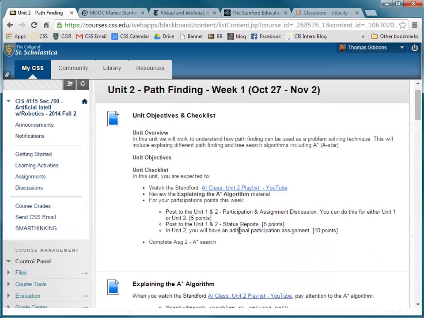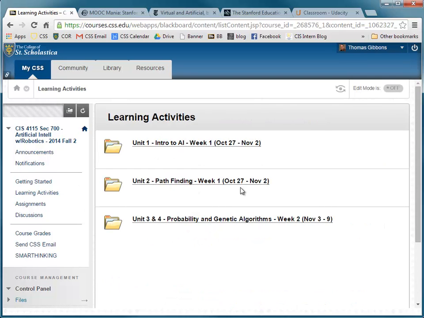So for every unit, you will see links to the unit playlist for that. Now, one problem that we run into is that the Stanford class assumes that you've had calculus, linear algebra, and probability. And so at times, we know that you may not have those courses. So at times you'll have some options.